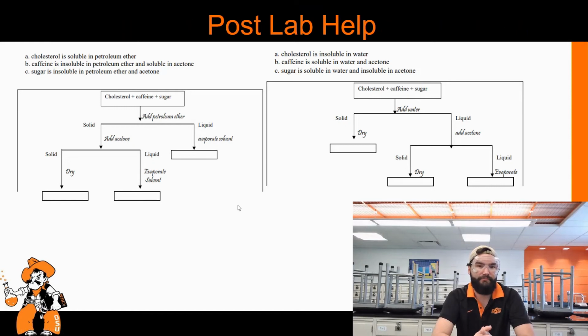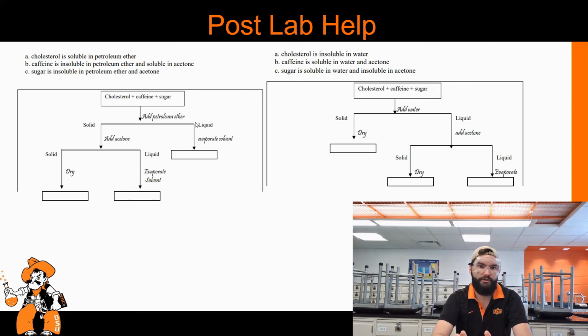Lastly, there's some post-lab questions that people tend to struggle a little bit with. These flowcharts, okay? How do you separate out a mixture of cholesterol, caffeine, and sugar given the solubility rules on question number 4? So given cholesterol is soluble in petroleum ether, caffeine is insoluble in ether, soluble in acetone, sugar is insoluble in both. Okay, so the first thing I would do is add petroleum ether to it to separate off the cholesterol.